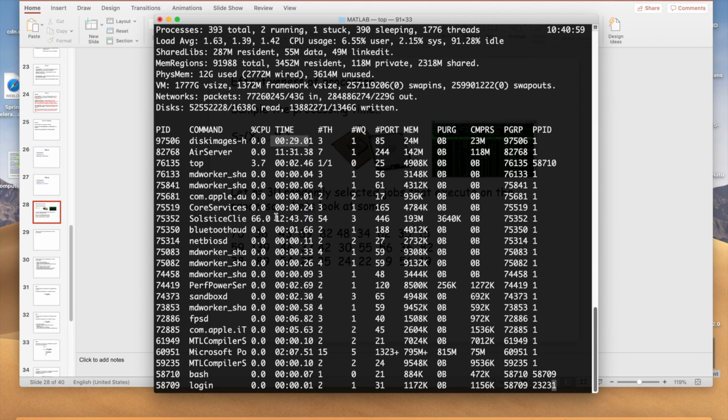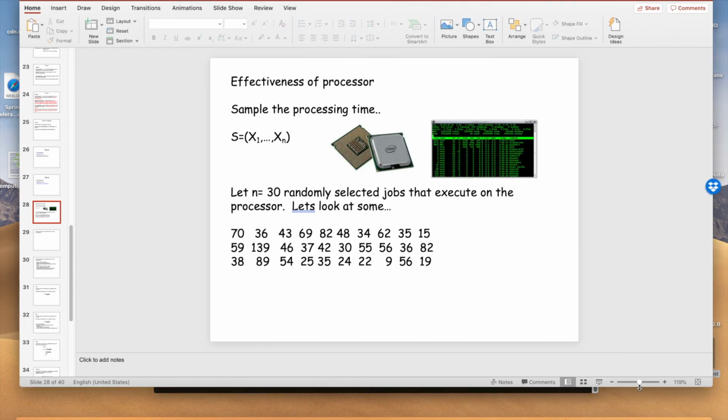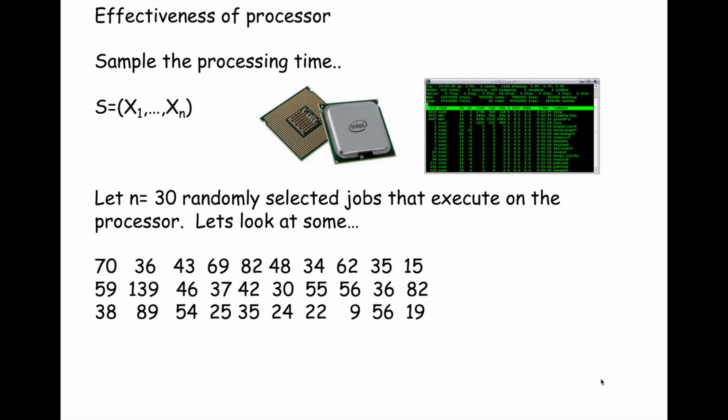And so you'll notice some processes are getting the CPU and some are not. Some might just be idle, waiting for asynchronous events. And so this is what top does. And in this example, we have the amount of processor time for various processes executing on a system.